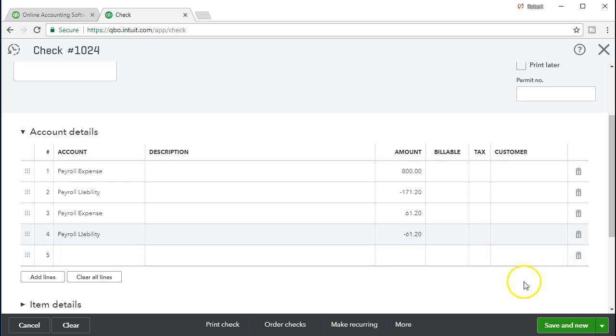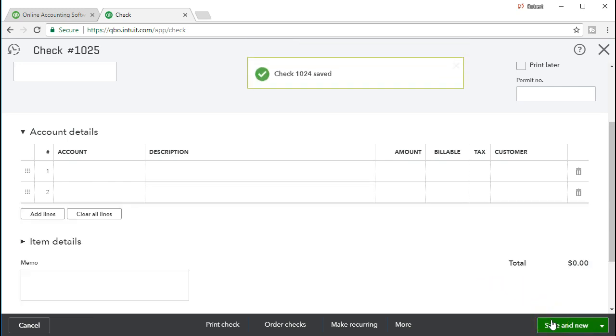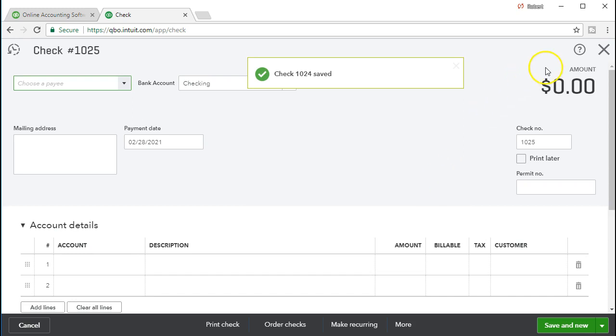Okay, so let's save that and let's check out the reports and see if that does what we think it should do there.